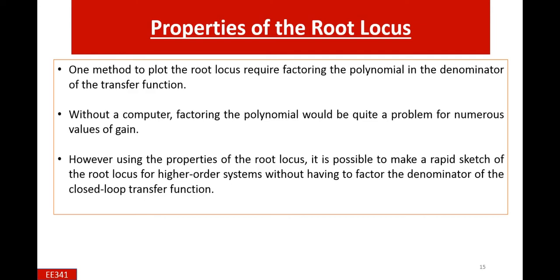So what is the quick way to find the path of the closed loop poles? Root locus is the quick way to understand the path of the closed loop poles. It starts from the open loop poles and ends at the open loop zeros, and this is the path of the closed loop poles. This is the root locus.